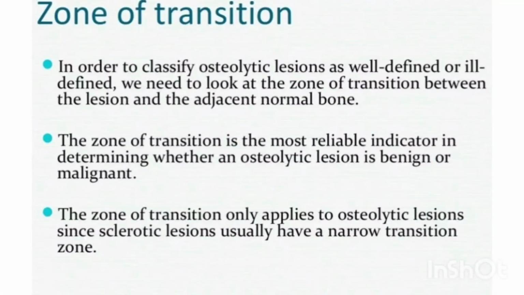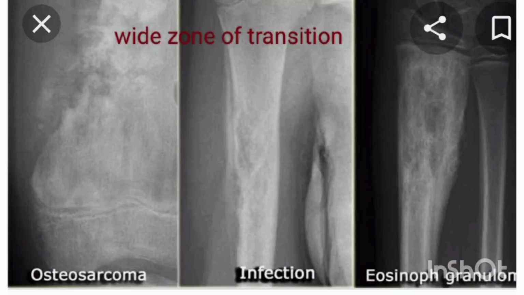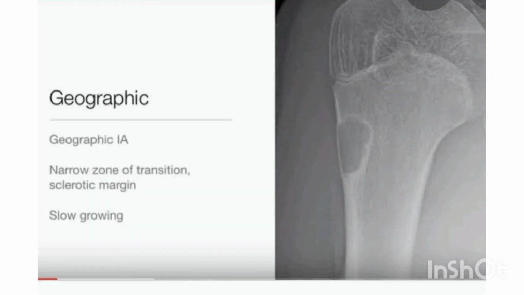Zone of transition is the most reliable indicator in determining whether an osteolytic lesion is benign or malignant. There are 2 types of zone of transition, narrow and wide. In a wide zone of transition, the lesion cannot be differentiated from normal bone and shows signs of aggressiveness or a permeative process. In a narrow zone of transition, the lesion can be easily differentiated from normal bone, a sign of less aggressiveness.